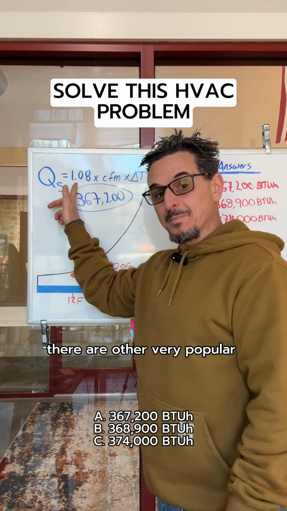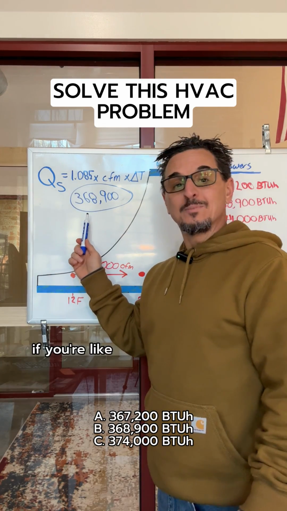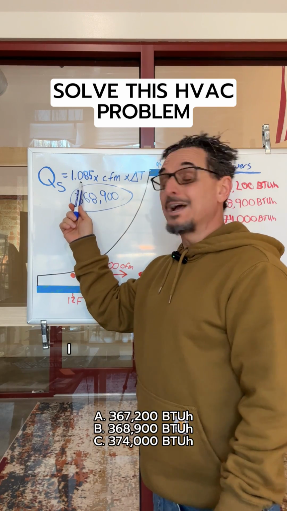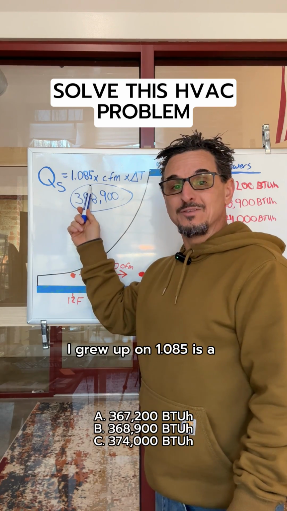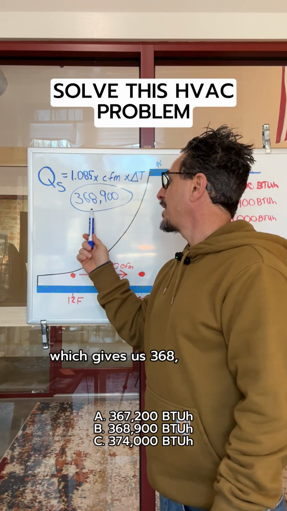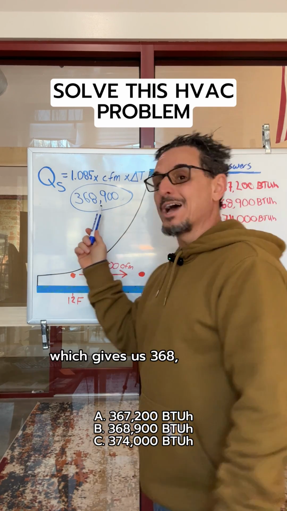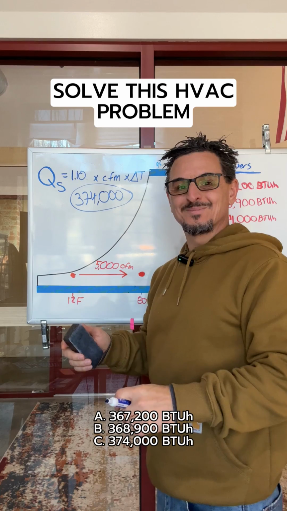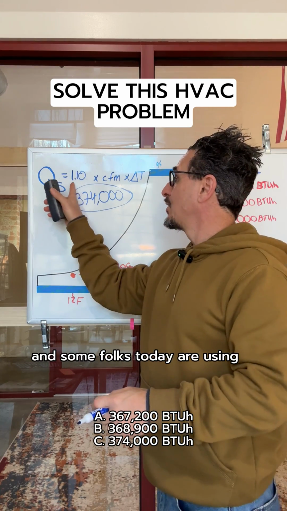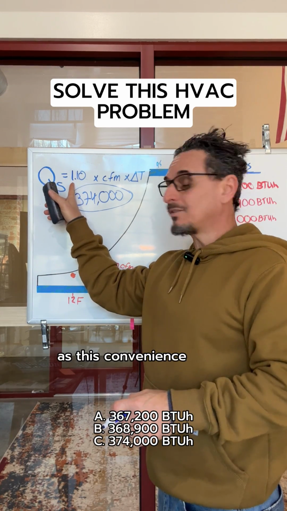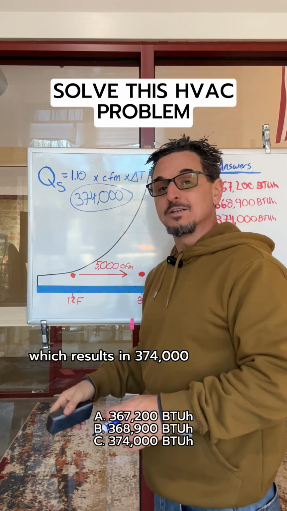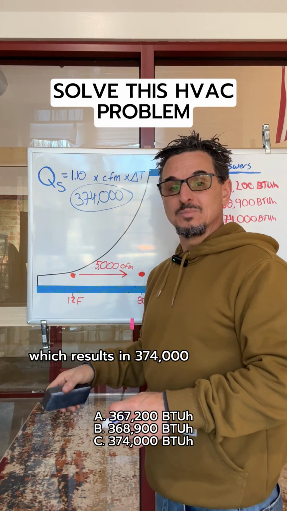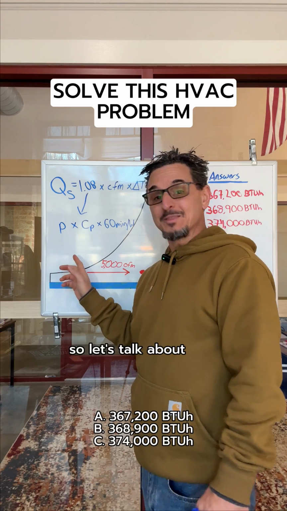There are other very popular convenience factors. If you're like me and you've been around a while, I grew up on 1.085 as a convenience factor, which gives us 368,900 BTUs. And some folks today are using 1.1 as this convenience factor, which results in 374,000 BTUs.